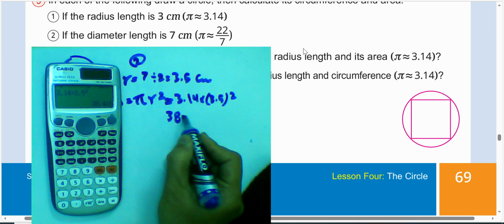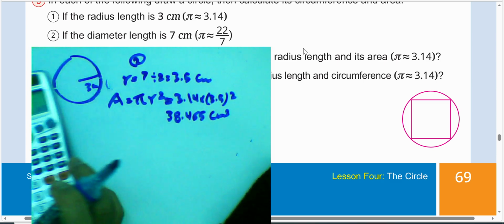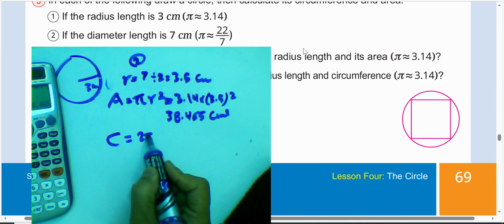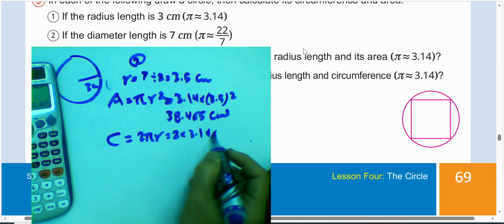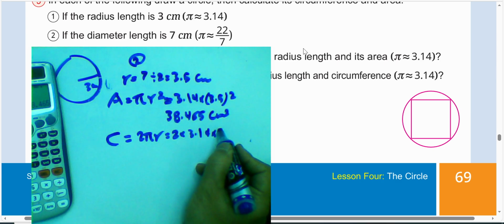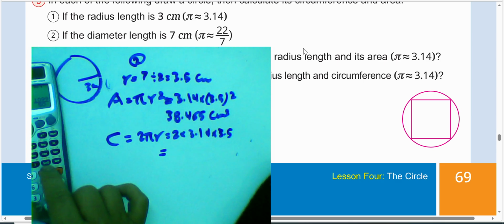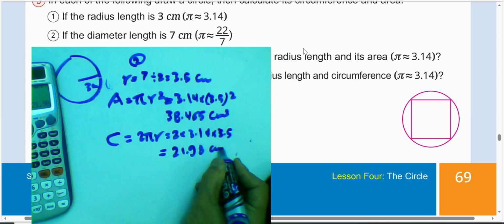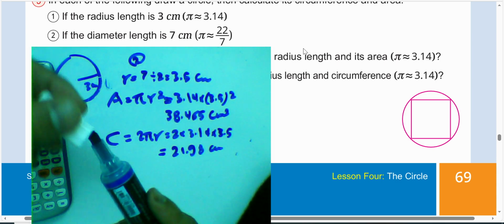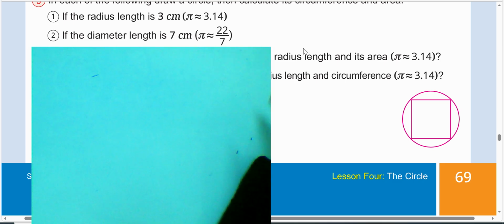The result will be 38.465 square centimeters, and circumference equals 2 pi r. 2 times 3.14 times the radius, which is 3.5. Right, 2 times 3.14 times 3.5 equals 21.98 centimeters. Next question.